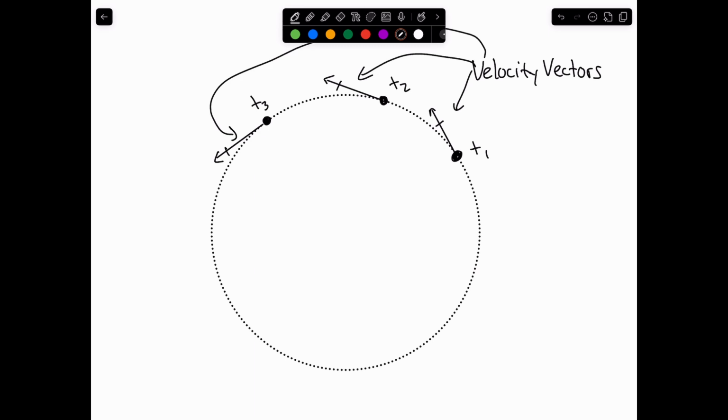These velocity vectors all have the same length. And that means that it has the same speed at every time. Time 1, it has the same speed. Time 2, it has the same speed. Time 3, same speed. Because, as you all remember, of course, speed equals the magnitude of velocity. And magnitude of a vector is, of course, length.